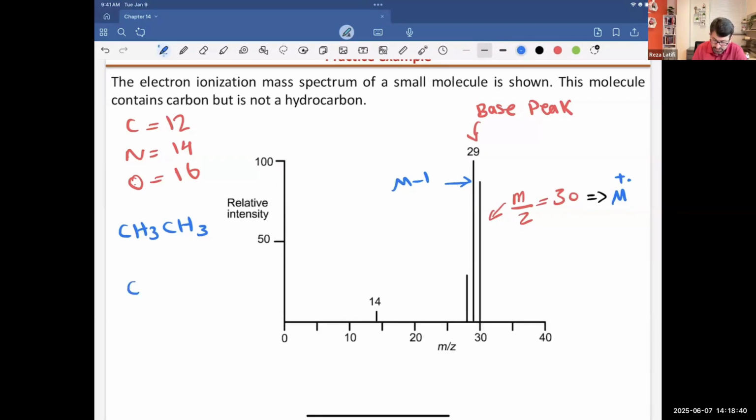I see a peak here that is a 29. That 29 can be CH3CH2, or CHO. That one also is a 29. So I might have oxygen. Let's work on these two and see what we get.